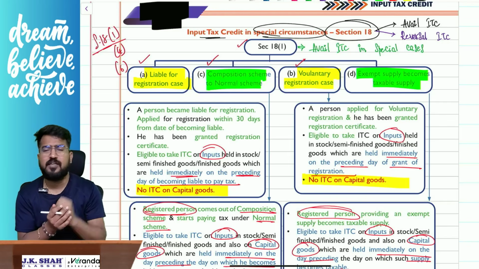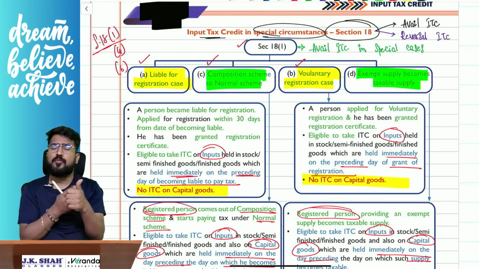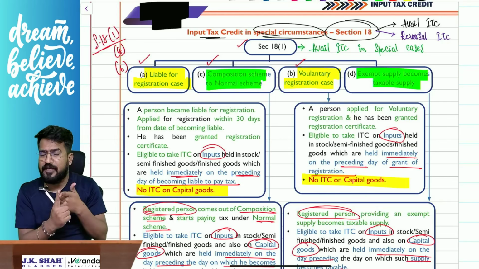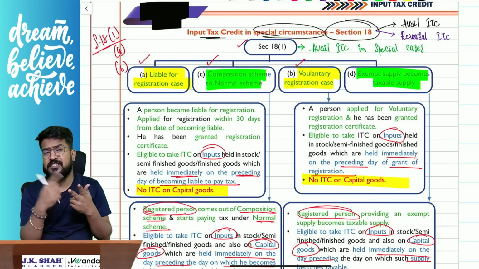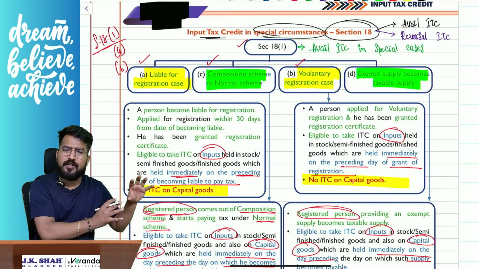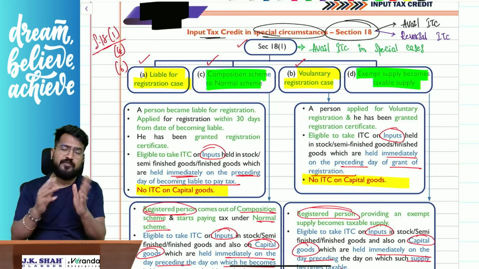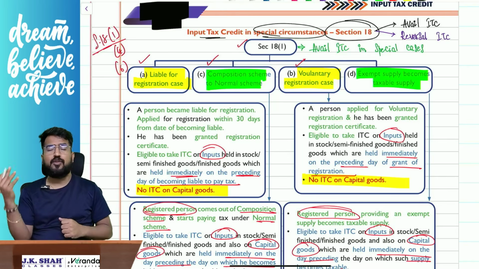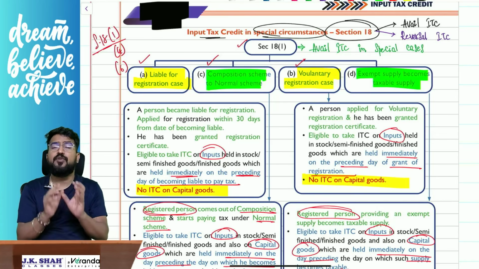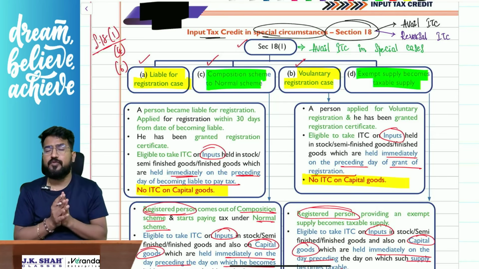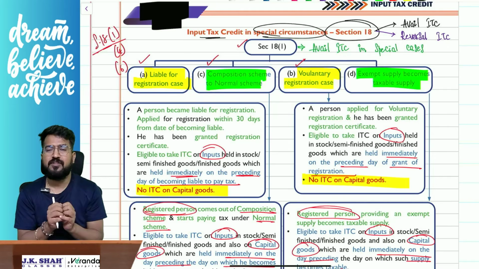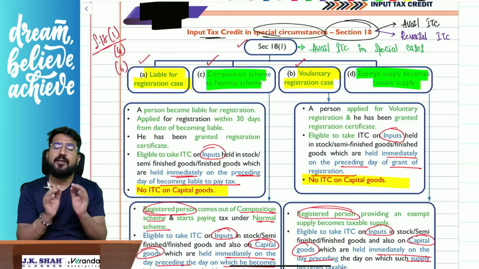There are 4 cases, clause A, B, C, D. A is about you becoming liable for registration and applying for registration within 30 days. Or you are taking voluntary registration, or you are coming from composition scheme to normal scheme, or your exempt supply becomes taxable supply. See, so long in the past you did not take ITC because of various reasons. Either you were not registered, or under composition scheme, or making exempt supply. Now you are coming out of that and you are going to pay output tax. Because of that, whatever stock you have, inputs or capital goods, which you are bringing now into the taxation net, we are going to give ITC.